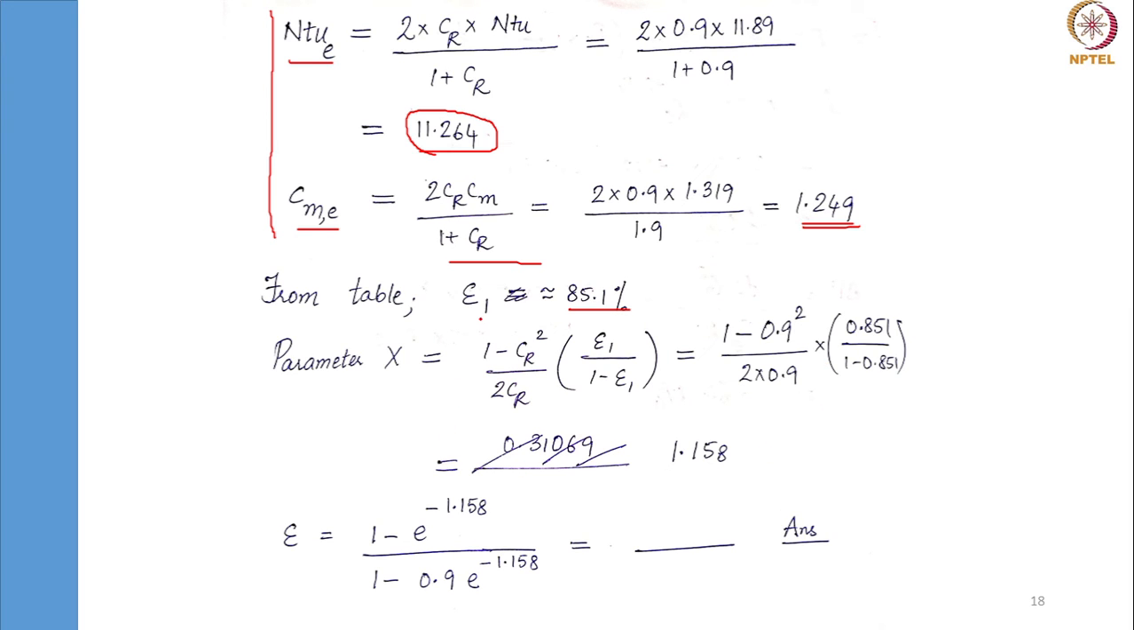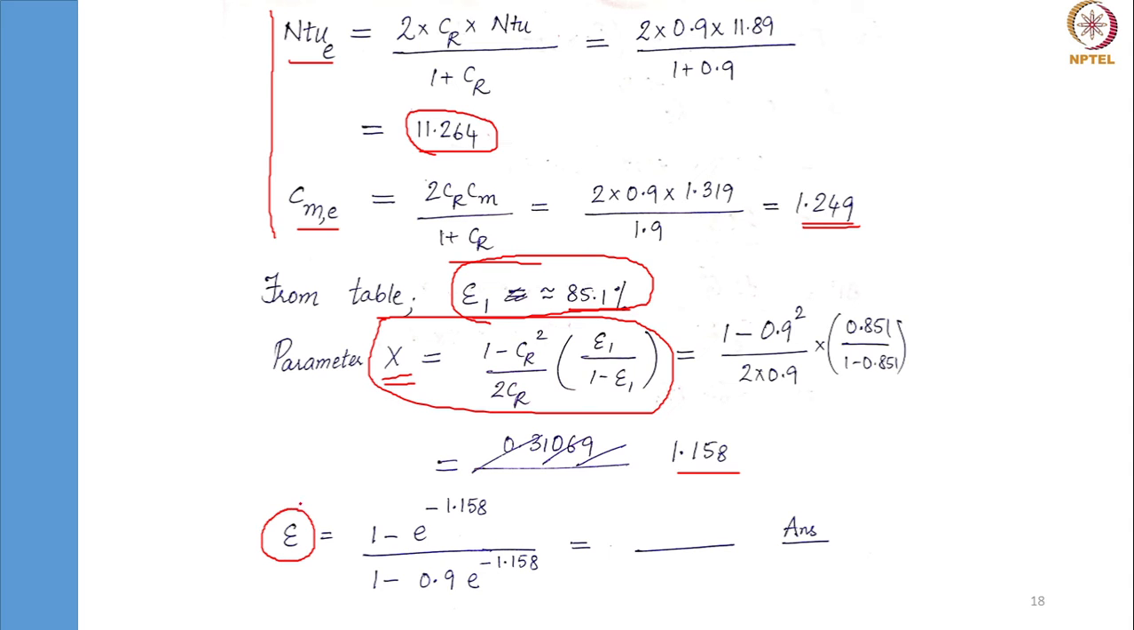After finding epsilon 1, the apparent effectiveness, it is not the actual effectiveness, we are going to find a parameter x. Again, this formula also we are conversant with from our first problem, 1 minus CR squared by 2 CR times epsilon 1 by 1 minus epsilon 1. So we get a value of 1.158, and this is the one which gives the actual heat exchanger effectiveness. So we can just plug the value of x into this formula and get the actual heat exchanger effectiveness, 95.6.